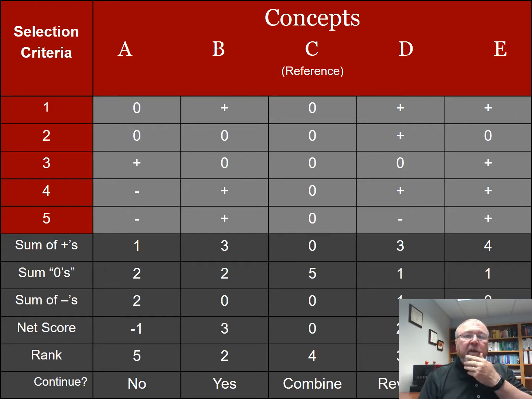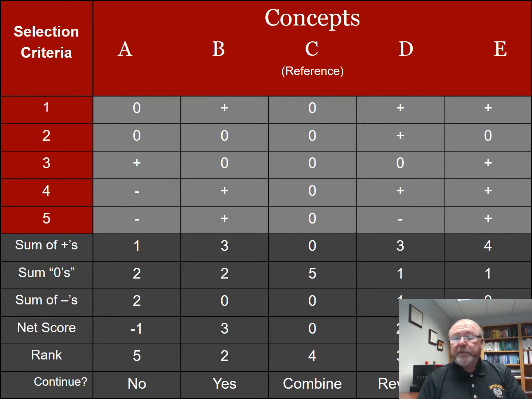Okay, here we go. So now let's take a look at concept A, the column for that. And you see 0, 0, plus, minus, minus. What that indicates is that relative to the reference concept, concept A scored similar to the reference concept on criteria 1 and 2. It scored as being better on criteria 3 and worse on criteria 4 and 5. Similarly for concept B, it was better on criteria 1, 4, and 5. It was similar on 2 and 3.